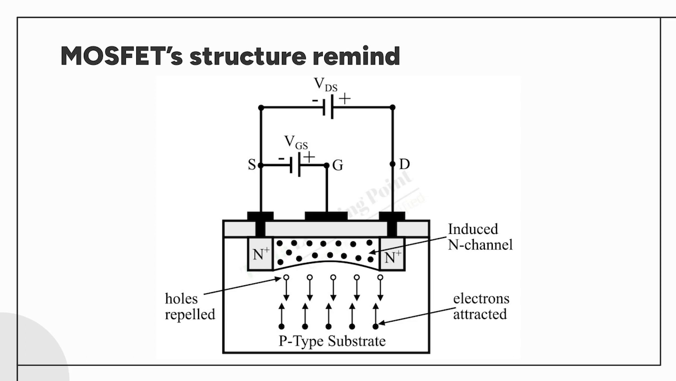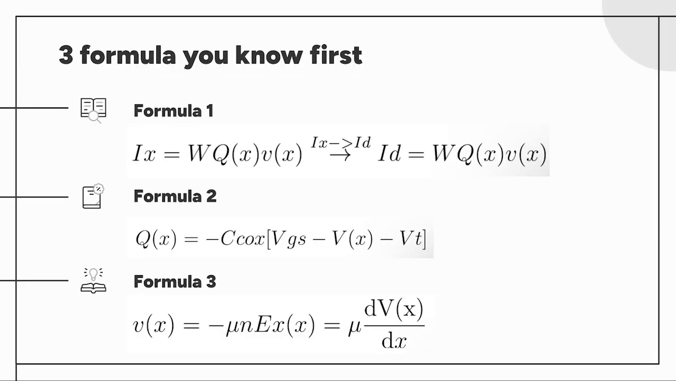The picture above is a picture of the structure of an NMOS. NMOS is an N-type semiconductor doped MOSFET. There are three equations that you need to know first to derive the current formula of a MOSFET. In the above equation, W means the width of the MOSFET, Q means the amount of charge, and V means the speed of the electrons. First of all, you need to understand how these expressions come out.